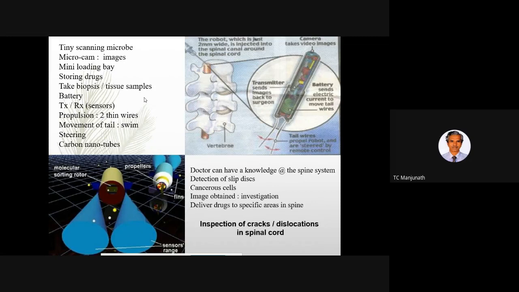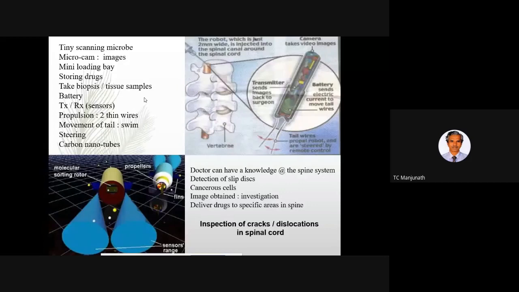But if you send this nanobot, or this microbot, injected into the spinal cord, just an injection, that's all. Once you inject it, it can go very near to the spinal cord, find where the crack has occurred, and take a picture exactly in front, and you'll get a very good image. On the other hand, taking a picture 1 meter away from the part, you'll get a blurred image. So this is one of the advantages of doctors using nanotechnology to get very high resolution images. So doctors can have knowledge about the spine systems, detection of the slip disk, cancerous cells.